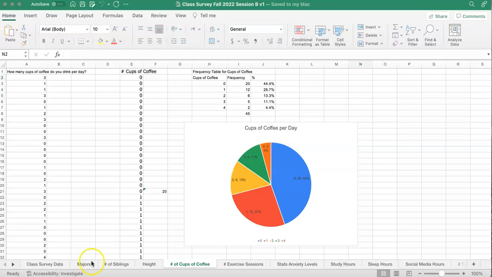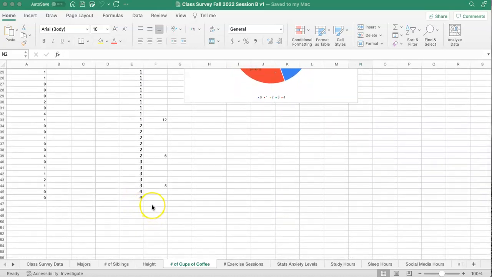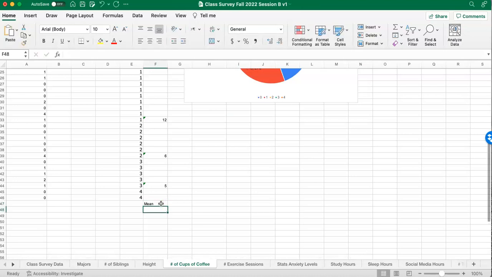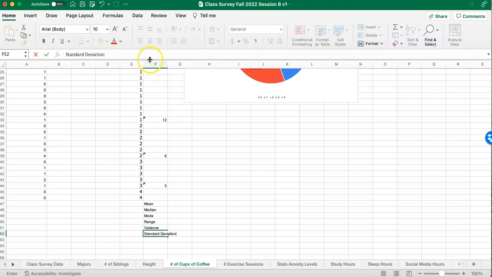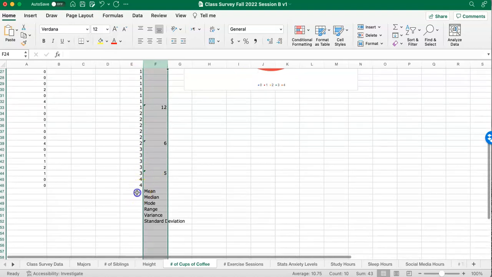We're going to start with the discrete variable, which is cups of coffee. I'm going to go ahead and type in mean, median, mode, range, variance, and standard deviation. Let me make this bigger as well. We're down to a 12-point font. Okay, cool.